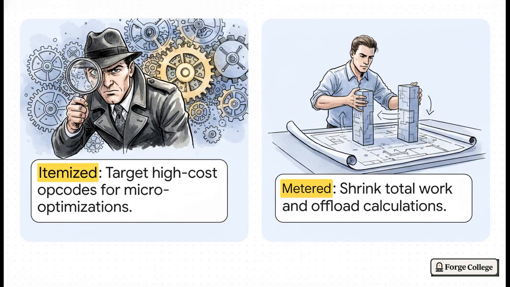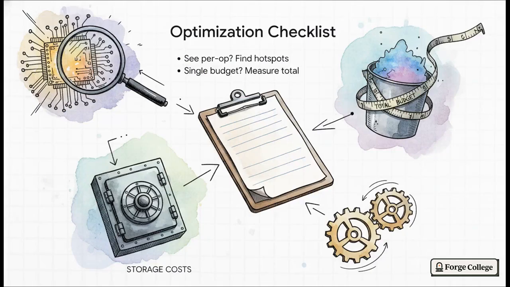But with the metered mindset of the SVM, your goal shifts entirely. You aren't chasing tiny per-op gains anymore. You're trying to shrink the total aggregate work, refactoring the whole shebang, or precomputing off-chain to make sure everything actually fits in the bucket. I highly recommend running your daily coding choices through this quick optimization checklist.